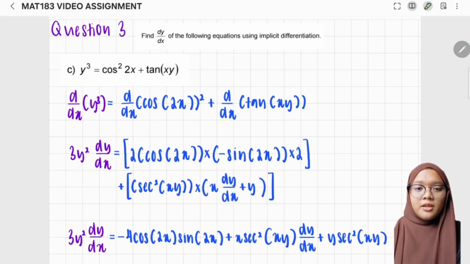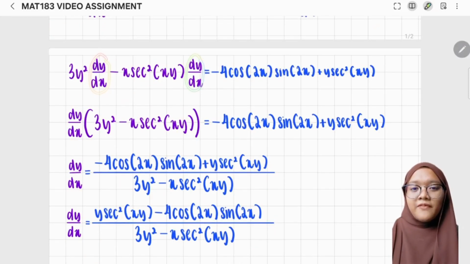When we combine this, we get 3y squared dy/dx equals negative 4 cosine 2x sine 2x plus x secant squared of xy dy/dx plus y secant squared of xy. Next, we move all terms containing dy/dx to the left side and keep the remaining terms on the right. Then we factor out dy/dx from the left-hand side.